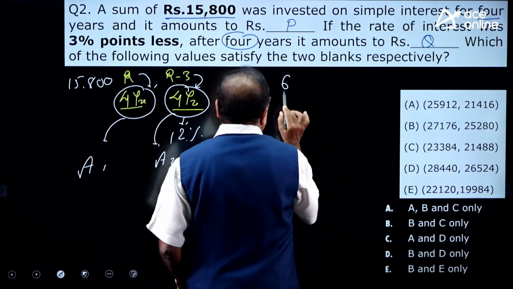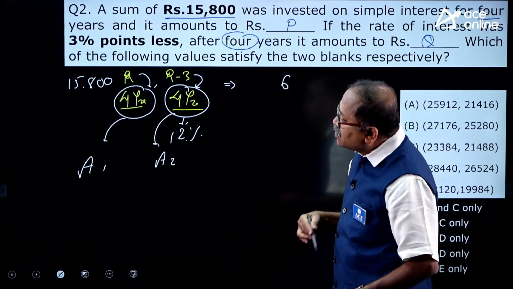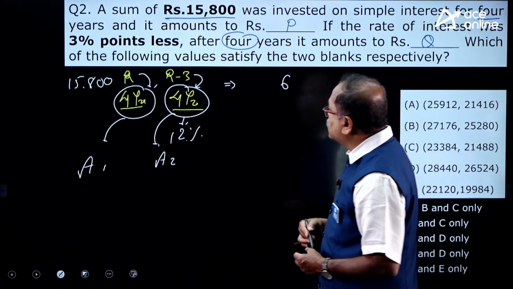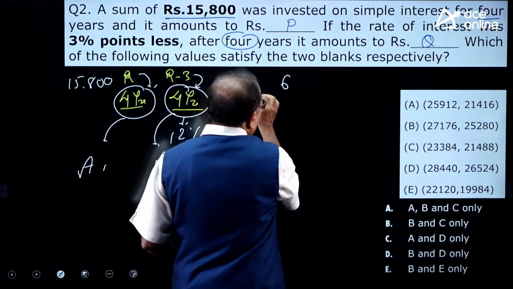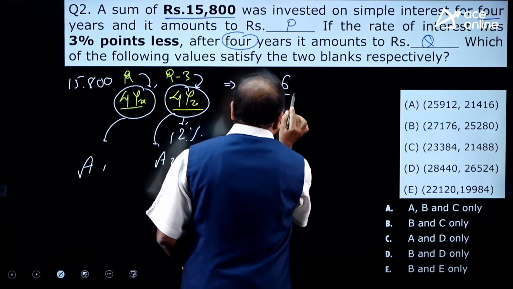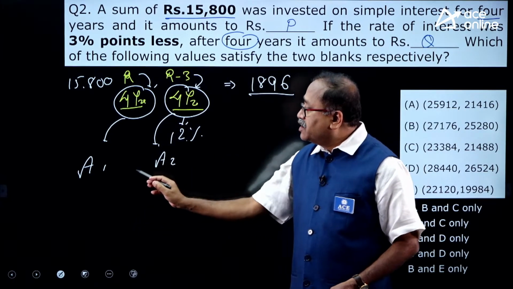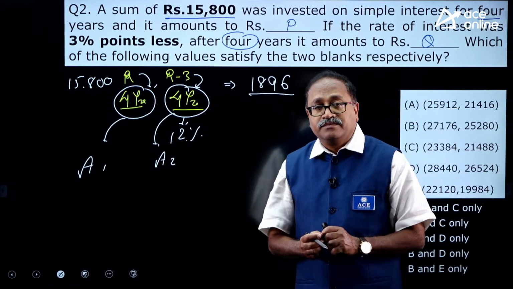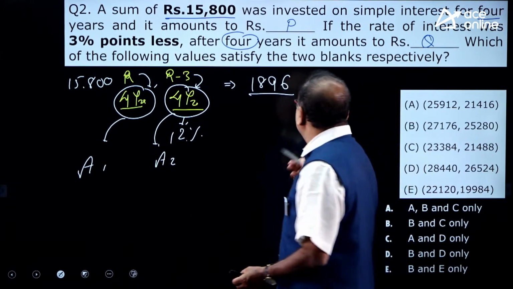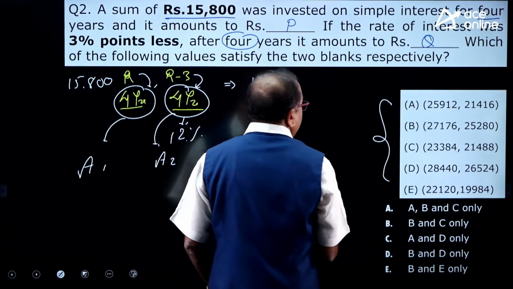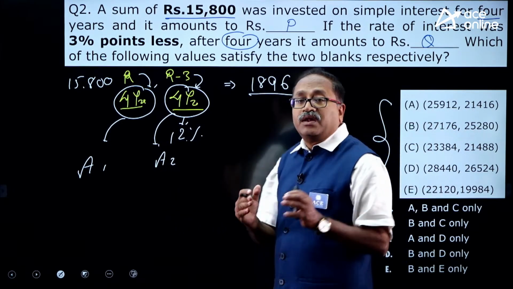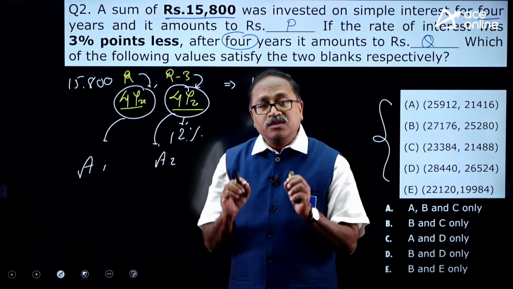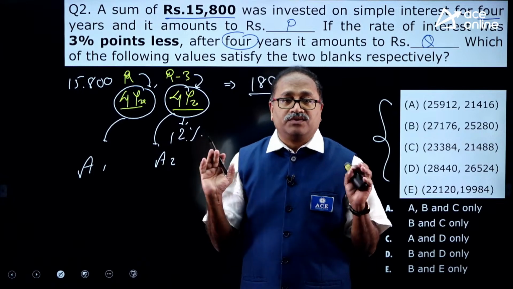So 12% is equal to, let's multiply with 12. 12 times 8 is 96, carry 9, and 12 into 15, am I right? So 180 plus 9 comes to 189. That means amount 1 will be greater than amount 2 by 1896. So how many options are there which can satisfy the difference between amount 1 and amount 2? It is 1896. All these values will be possible values.